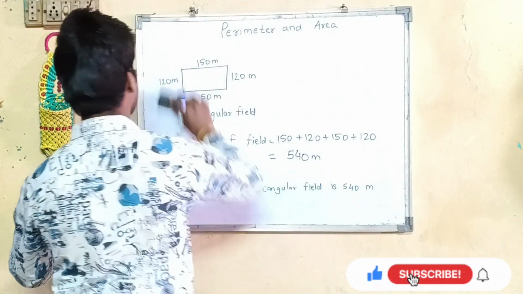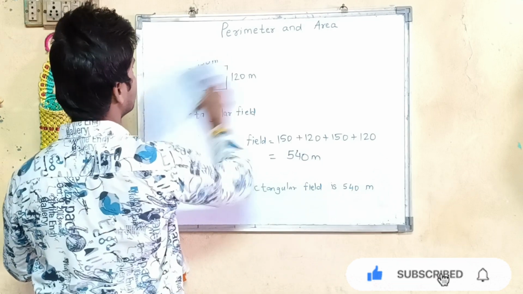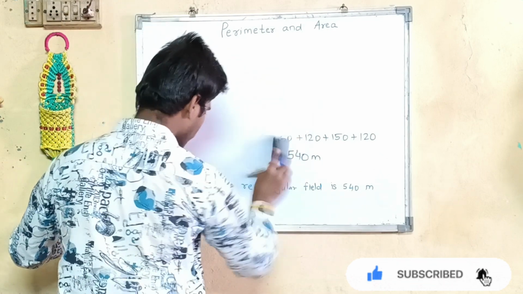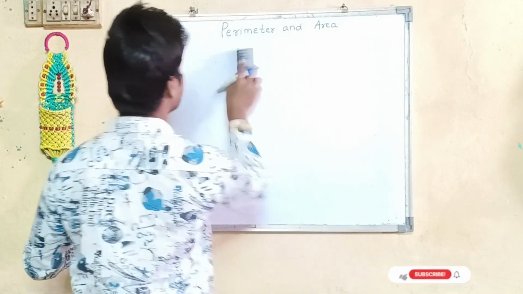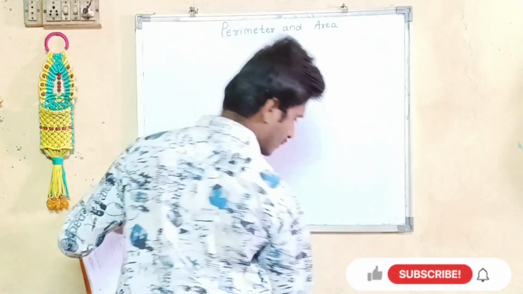Okay, now we will go for area. Perimeter तो हो गया हम लोग का, अभी area. Now with the figure I will explain you what is the area. Definition तो आपने starting में ही देख लिया था. Now we will go for figure explanation.